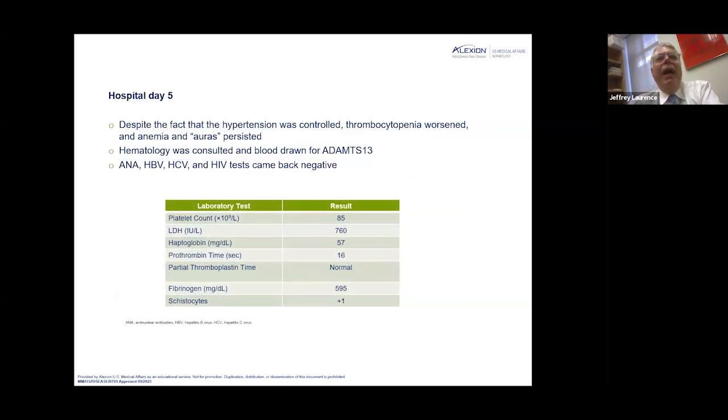And in fact, on hospital day 5, the platelet count is now 85. But by just giving him some plasma and some red cells, they brought his LDH from 1100 to 750. They brought his haptoglobin up from the 40s to 60. Finally, a hematologist was consulted who looked at the blood, found schistocytes, and drew an ADAMTS13. And the issue here is, despite the fact that his blood pressure was now controlled on 2 IV medications, his thrombocytopenia had worsened.